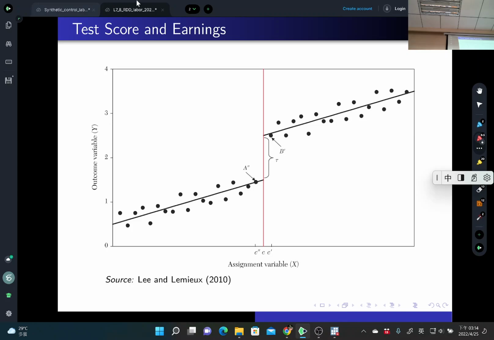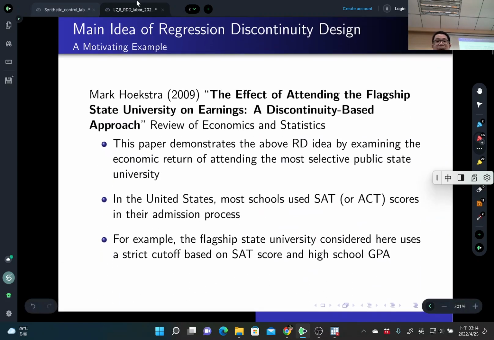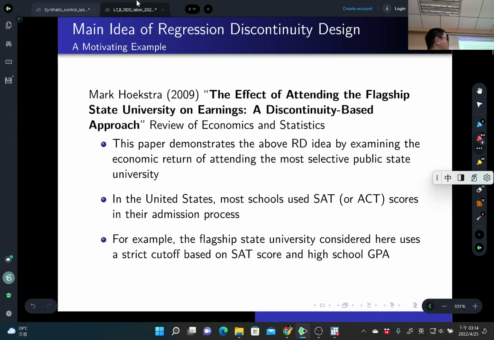Okay. So that's the basic idea of RD, and someone really did that, and I will discuss this example in the video. Here I just give you some background information about RD design. And then next week we will go online, and during the class time we will have office hours, so feel free to make an appointment and we can have an online office hour.